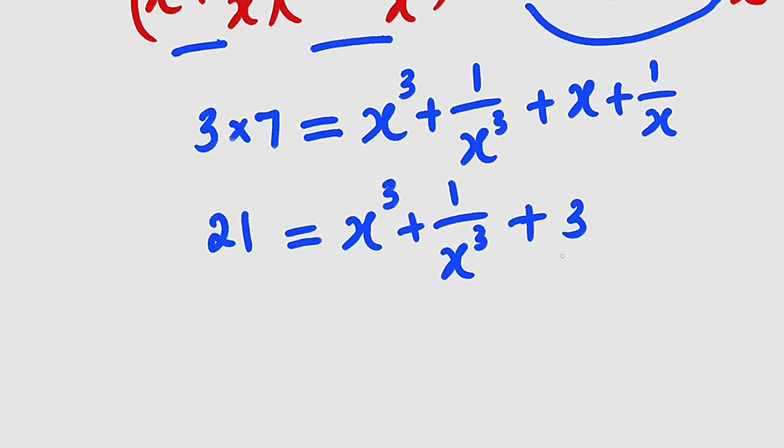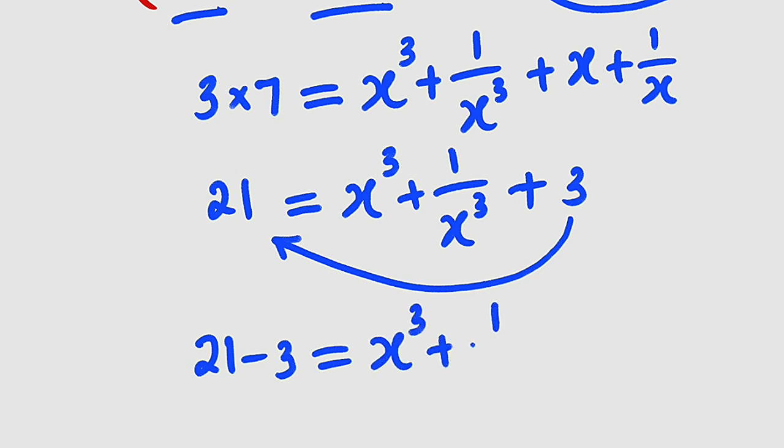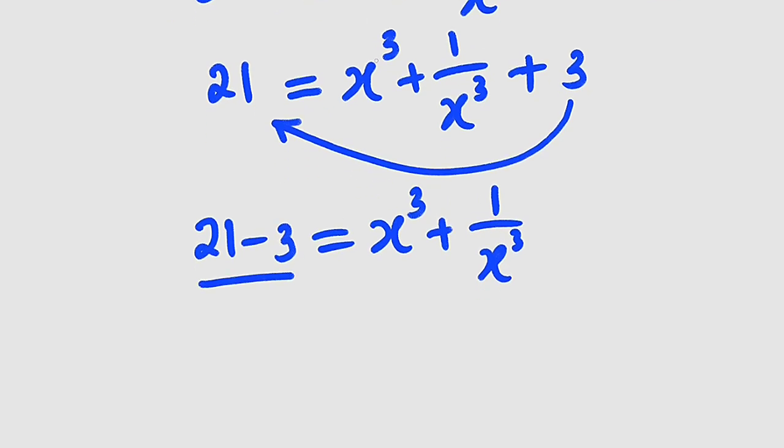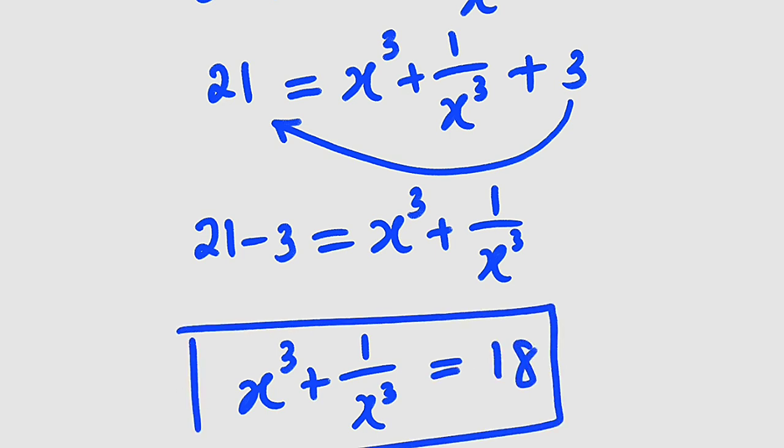Then you can simply subtract 3 from both sides. By taking 3 to the left hand side, we have 21 minus 3, equal to x to the third power plus 1 divided by x to the third power. And 21 minus 3 is 18. Hence, x to the third power plus 1 divided by x to the third power is equal to 18. And this is the last important equation.